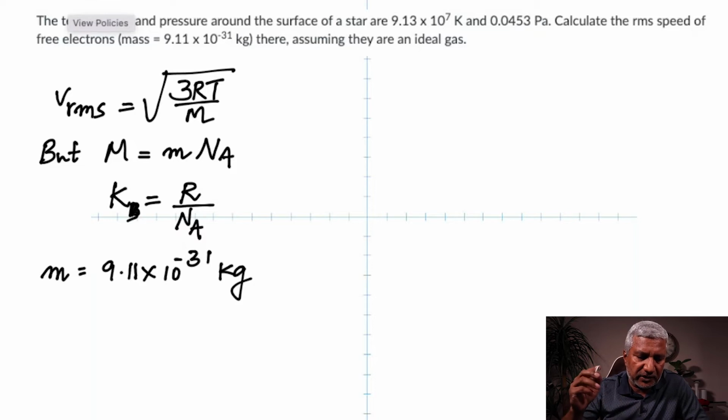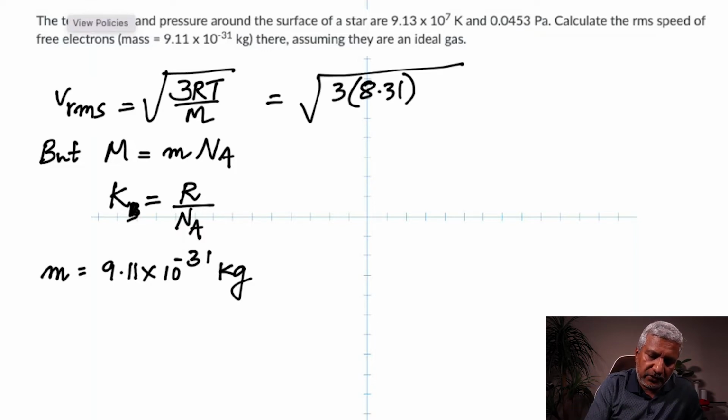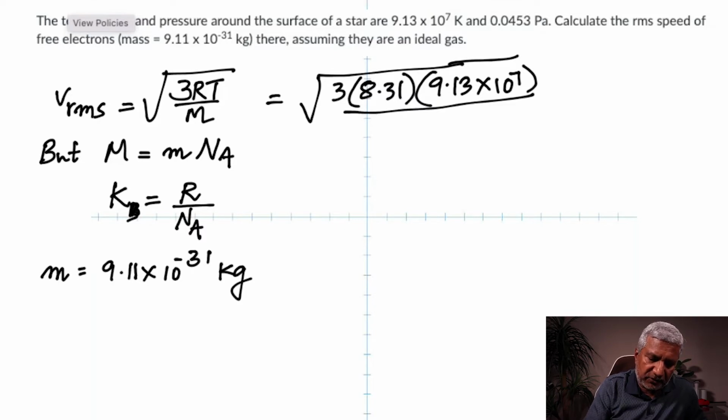Kian, do we know the temperature, or is that what we're finding out? Correct? So 9.13 times 10 to the 7, so root 3RT, by whatever you get for the mass when you multiply those quantities. Now, pressure is given, and you have to find M. That's the problem. Do we know the Avogadro number? Yes. Do we know the mass of one electron? Yes. Can we find the total mass? Yes.